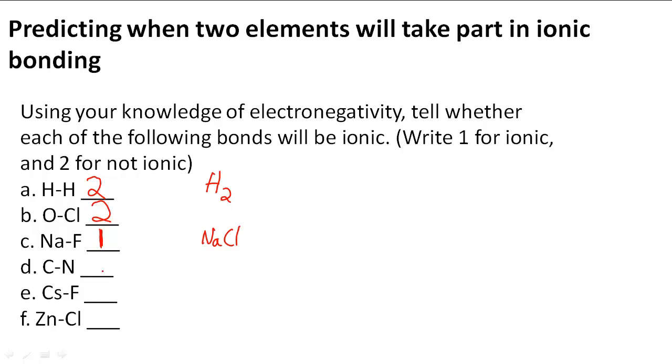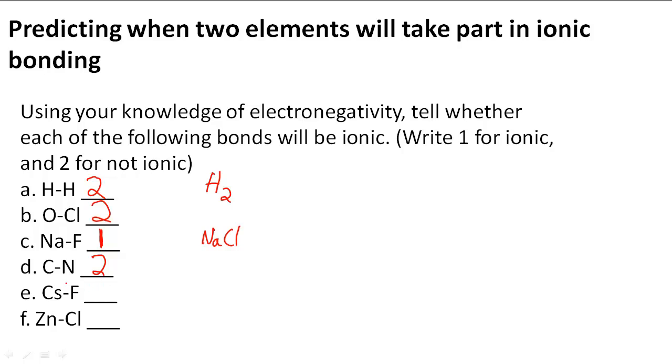C and N. C and N are both nonmetals and have similar electronegativities since they're so close together in the periodic table. So that means that I'm going to give that a 2.